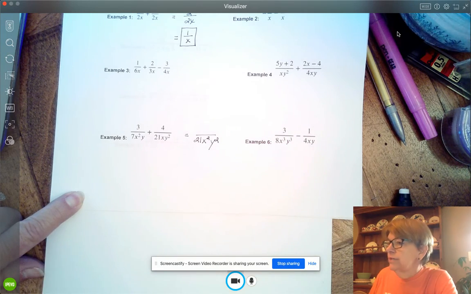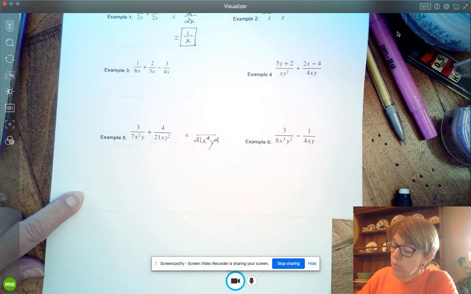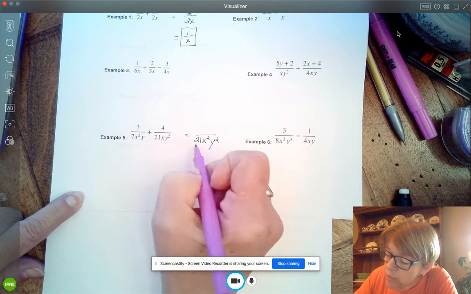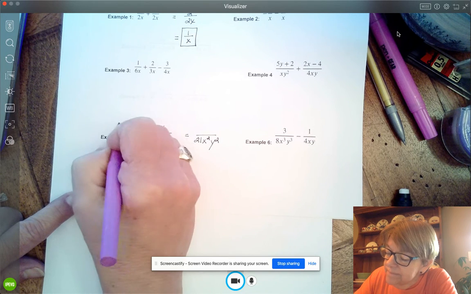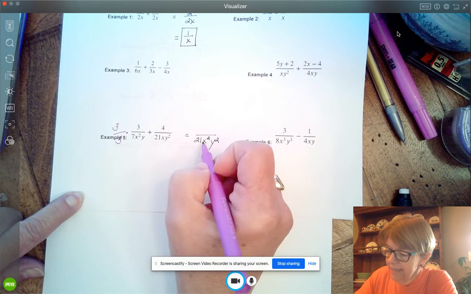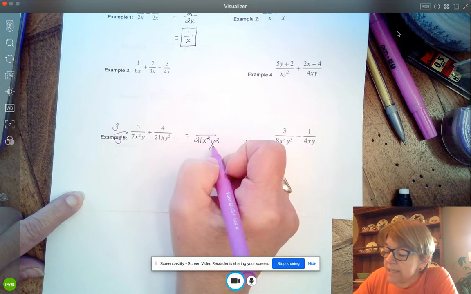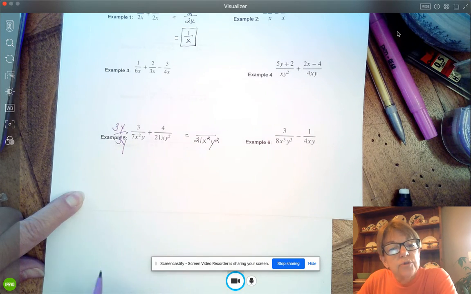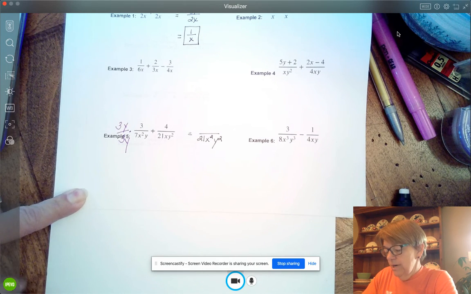Now, I'm going to try to change colors and see if that works over here and show you something. What do I need to multiply this by to get 21? I first need to multiply it by a 3. Whatever you do to the denominator, you do to the numerator. X squared. I've already got an x squared. I don't have to do anything there. But to get y squared, I need to multiply this by a y. So I'm going to multiply the denominator and the numerator by 3y.